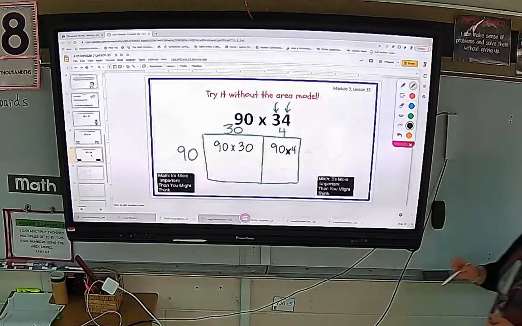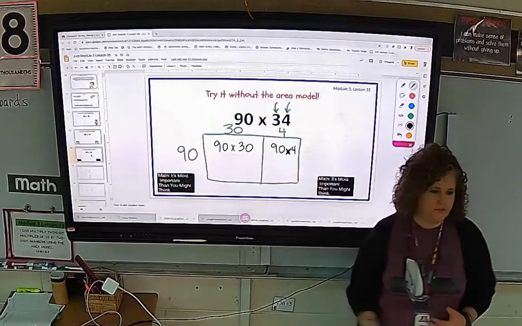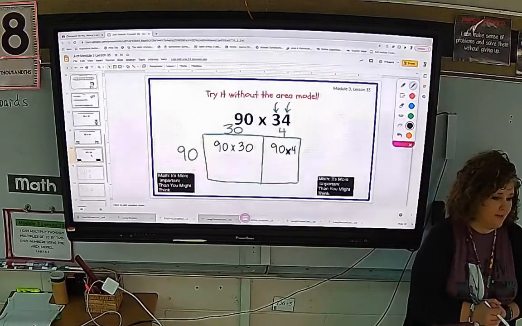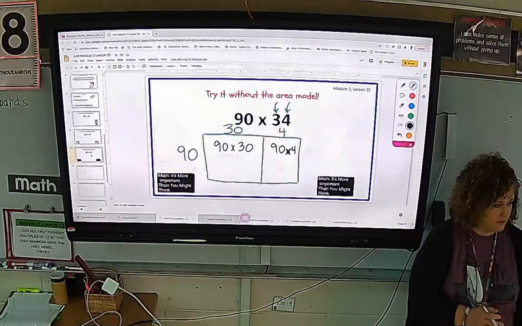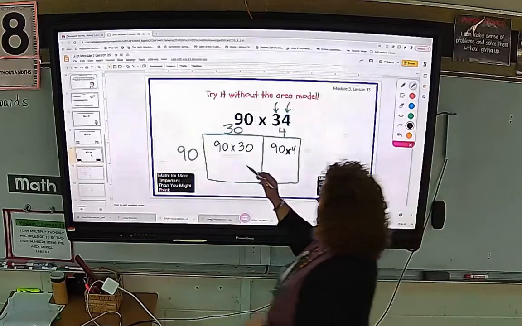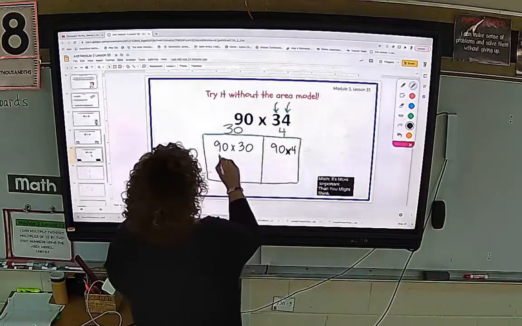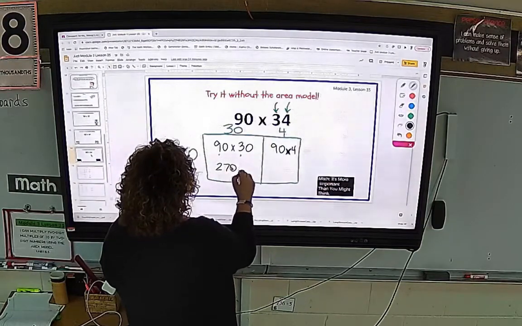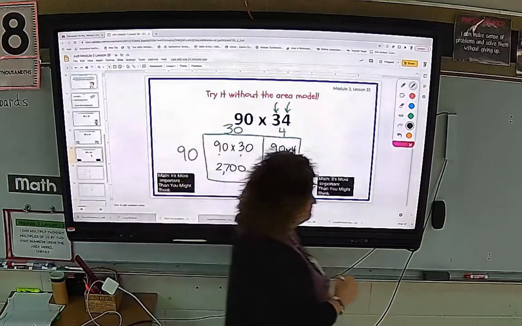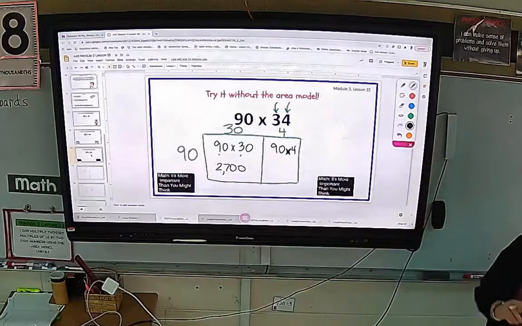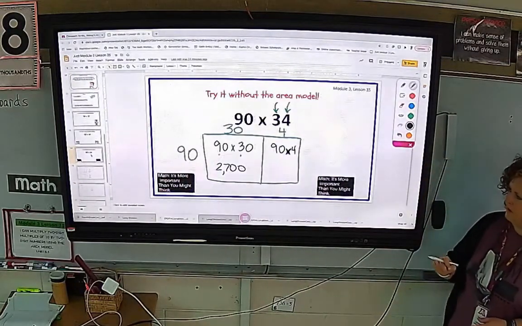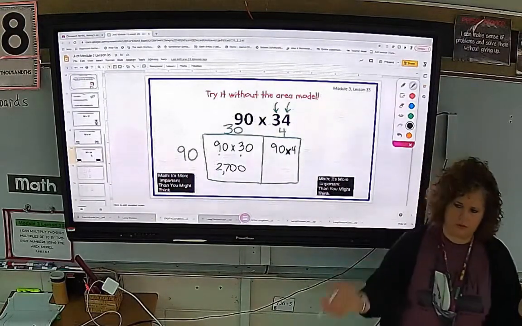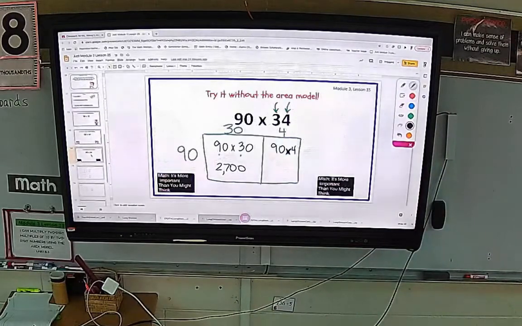All right. 90 times 30. What's the simple way to do 90 times 30? Yeah. 9 times 3 is 27, and then 2 zeros. 9 times 3 is 27. Add your 2 zeros. Okay. Knowing that rule or trick, if you want to call it that, makes this so much simpler.